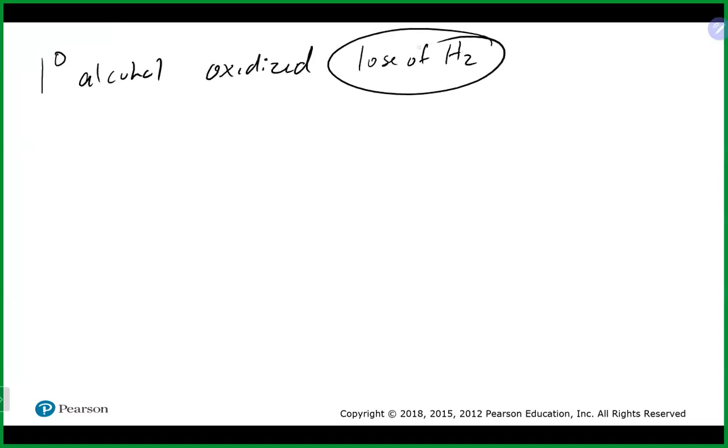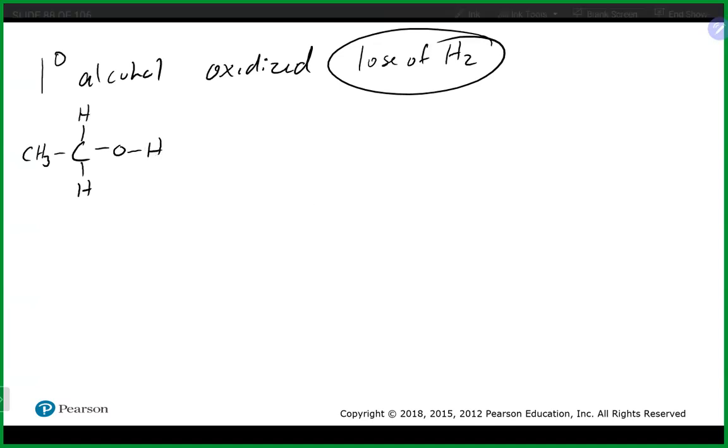A primary alcohol will be oxidized. And when we talk about oxidize, we talked about some of the definitions earlier on in the semester. But in this case, what we are talking about is the loss of hydrogen, is basically the oxidation reaction. So if we take a primary alcohol like this guy here, I'm going to draw the hydrogens out here like so. Actually, I'm going to draw it the other way so it'll be easier to see.